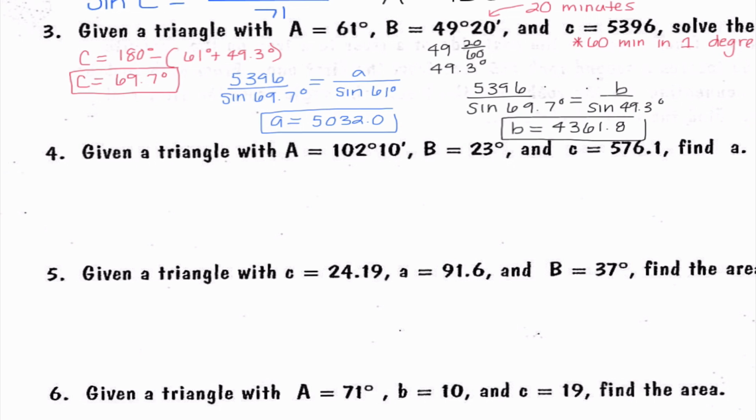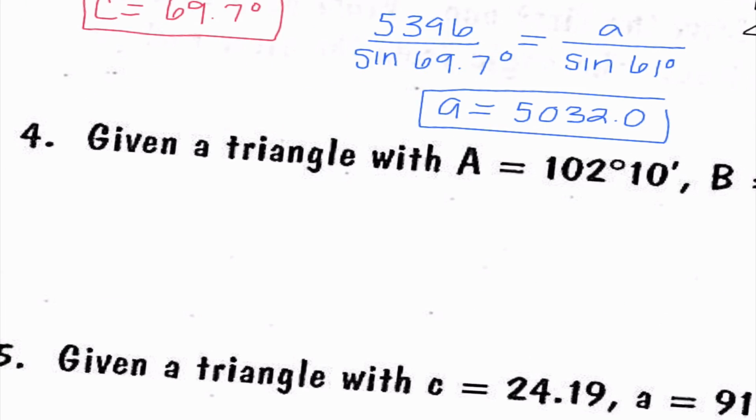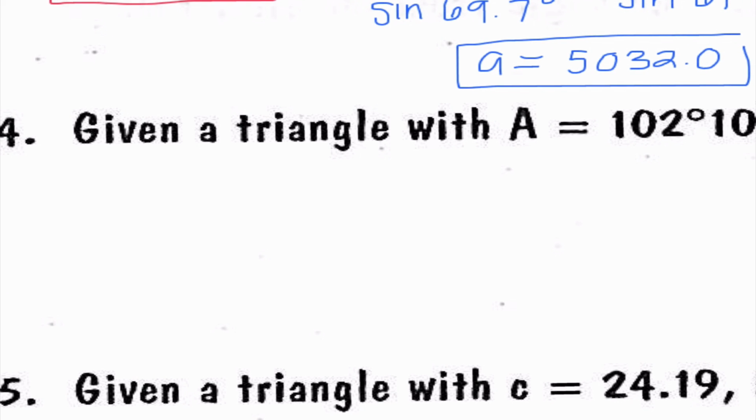Number 4 gives us angle A, angle B, and side C. Since side C is given to me, I'm thinking that angle C is going to be pretty important. So that's actually the first thing that we're going to find. Even though it says to find A, we need to find angle C first. And in order to do that, I'm going to have to convert 10 minutes into degrees, and I get 102.2 degrees. So angle C ends up being, when we use triangle sum theorem, 54.8 degrees.